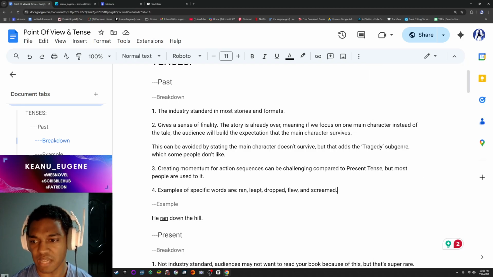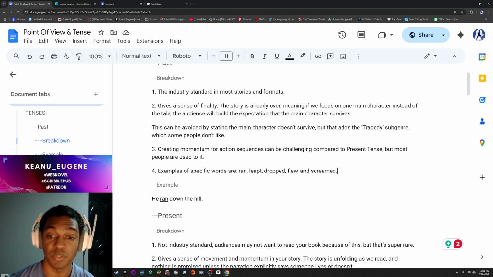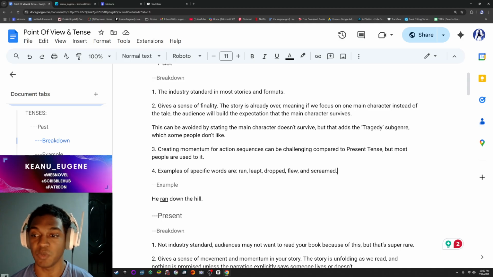So what I got into there was mainly past tense first person stories, but we'll get into more of those examples later down. And for point 4, examples of specific words are ran, leapt, dropped, flew, and screamed. Right? So I'll be using the same words but changing their tense for each example as we go through it. And the sentence will also stay the same but change with the tense: he ran down the hill.